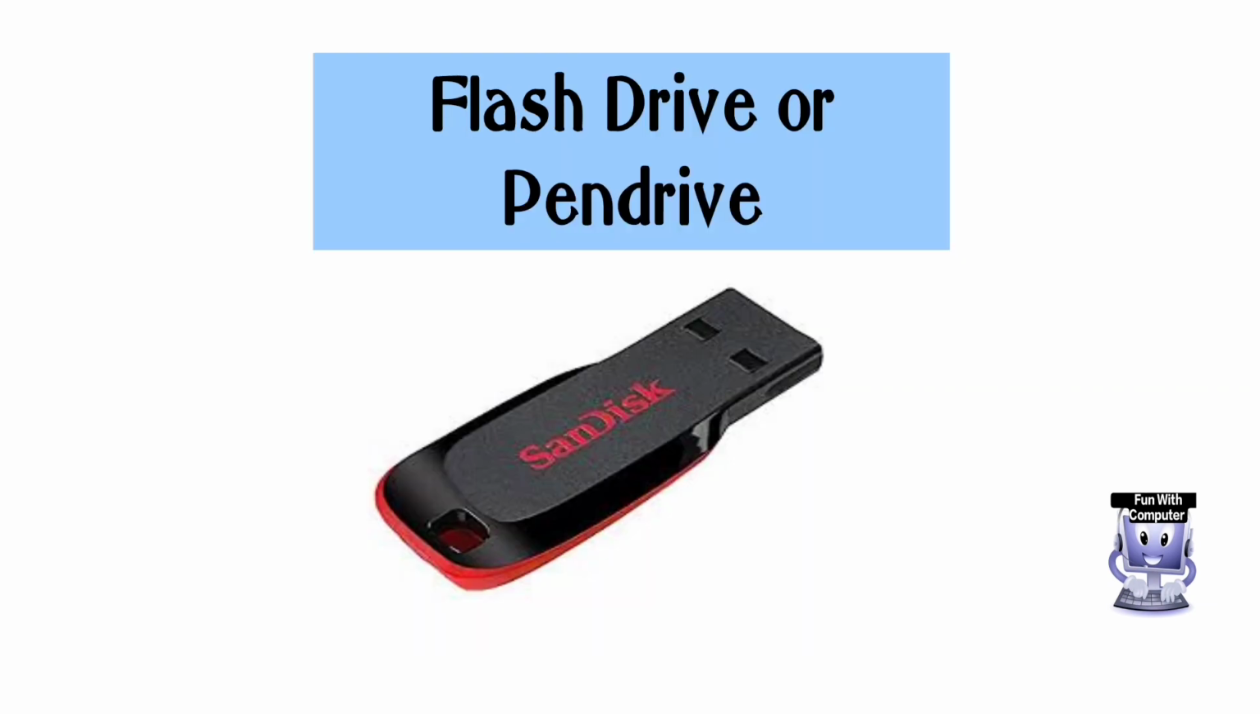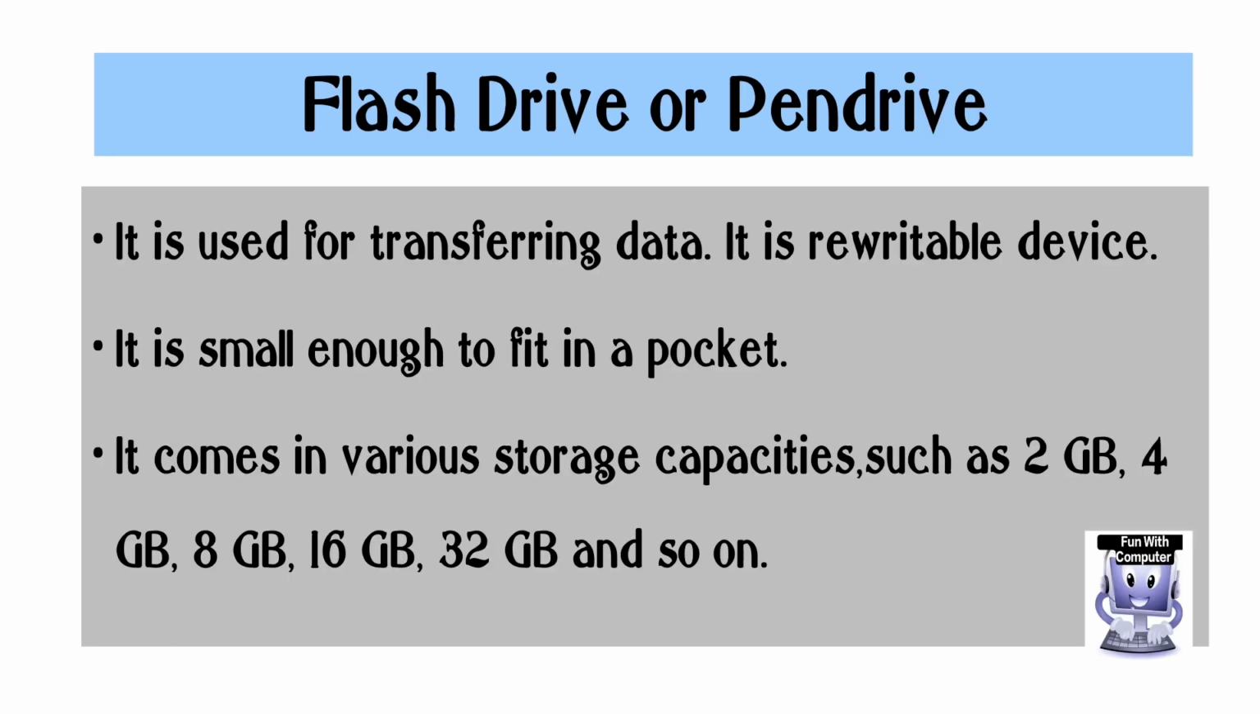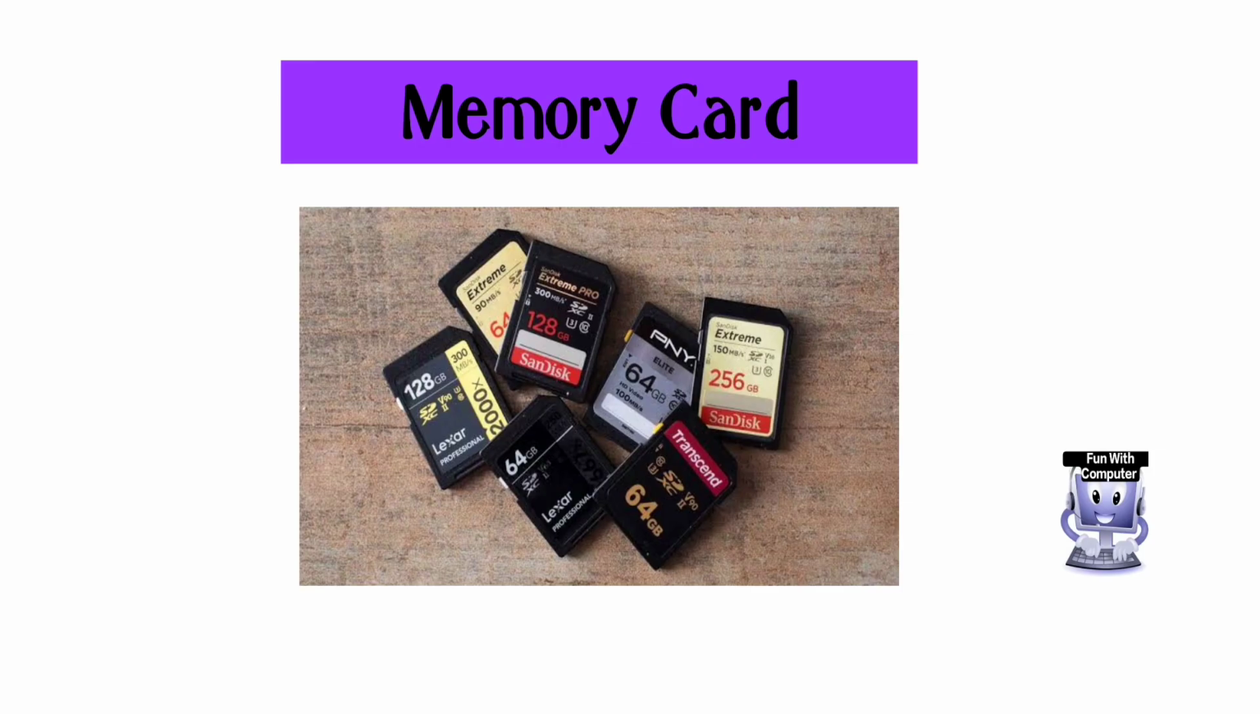Next is flash drive, which is also known as pen drive. It is used for transferring data. It is a rewritable device which comes in various storage capacities such as 2 GB to 32 GB.